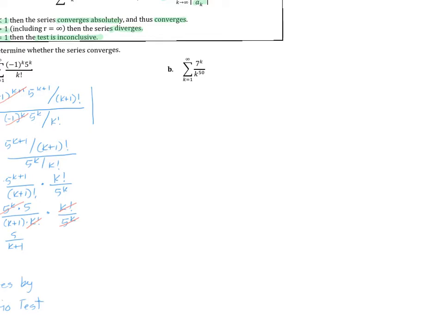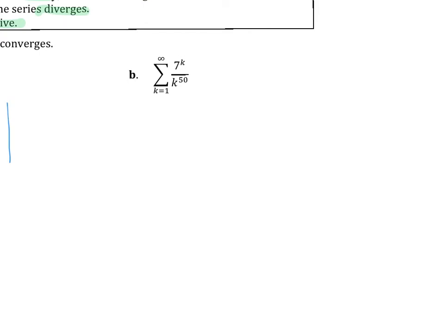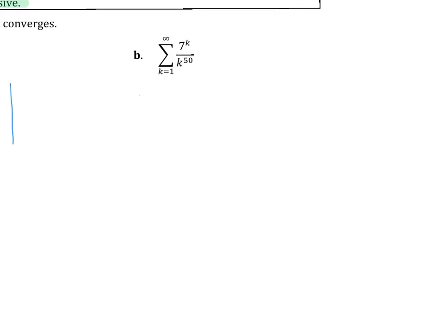Let's look at example B. We have a series 7 to the k over k to the 50. Notice that there's no negative in there. For the k values, this expression is always positive, so the absolute values are really not needed. And I can go straight to evaluating the limit as k goes to infinity of 7 to the k plus 1 over k plus 1 to the 50th power over 7 to the k divided by k to the 50.